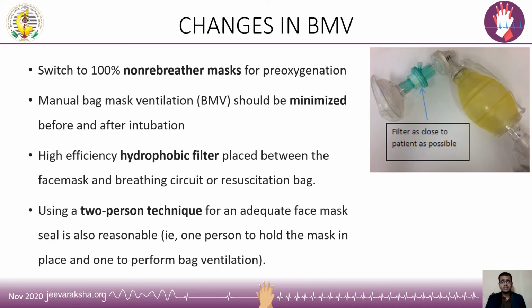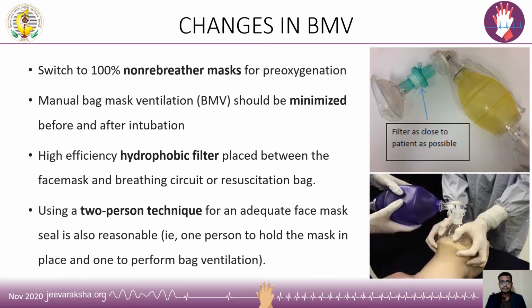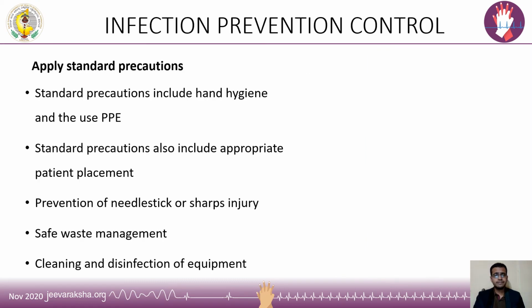So these are some of the changes with respect to the COVID-19 patients. This is a two rescuer technique, a two hand technique which we already described. So these are some of the basic airway adjuncts and also some of the improvisation you will have to do in COVID-19 patients. So the next aspect with respect to the airway is infection prevention control protocols.